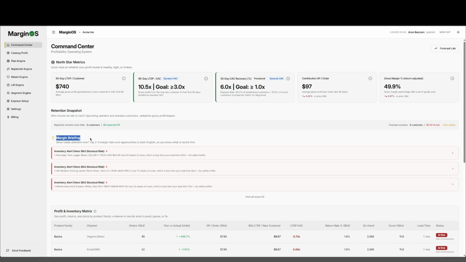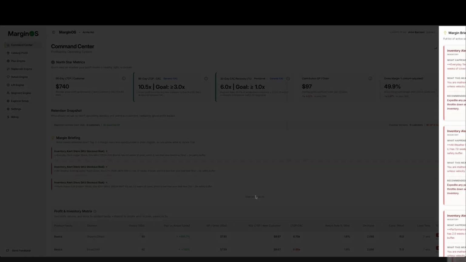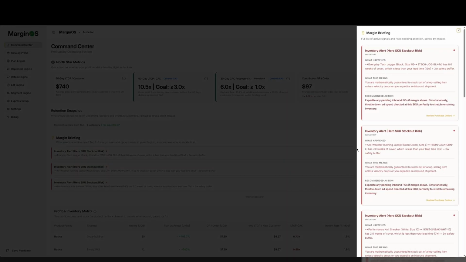This strip is the margin briefing. It answers one question. What needs my attention today? We cap it at the top 2 or 3 cards so you are not drowning in alerts. If you want to see everything, you click Show All. That opens the notifications drawer with the full feed.